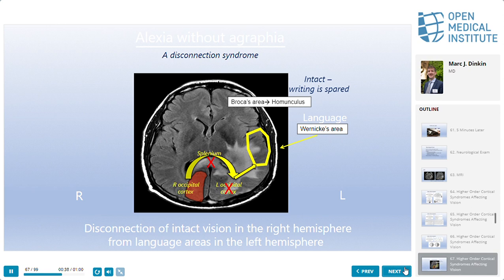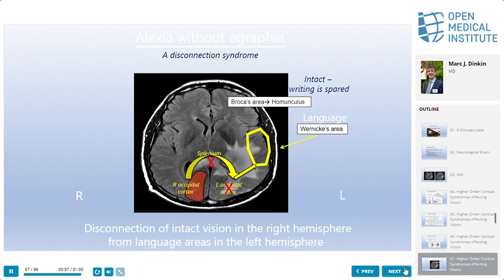But for writing, I think I have this in here, Broca's area is intact, which is your output of writing. All you need to write is Broca's area, which is in the frontal lobe, to connect to your frontal cortex, motor cortex, to write. So that's intact. And so you have alexia without agraphia.